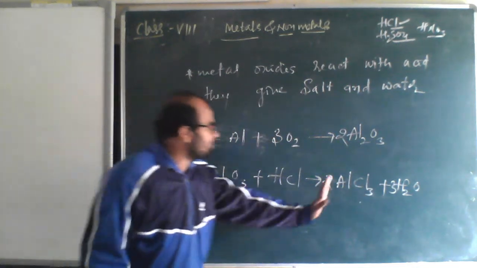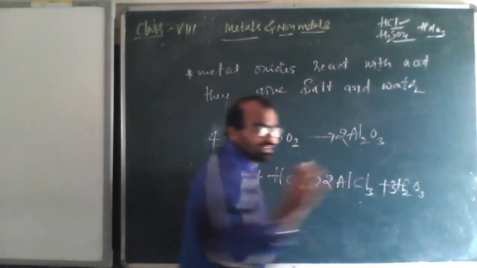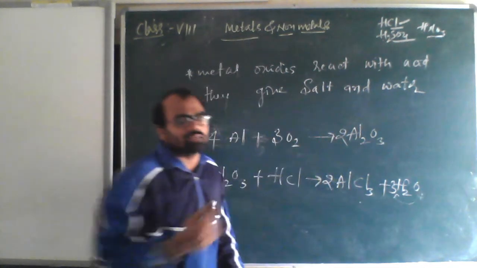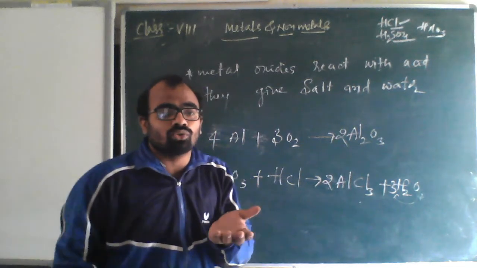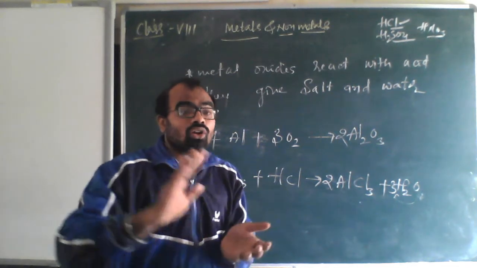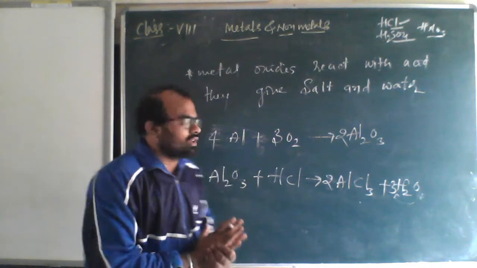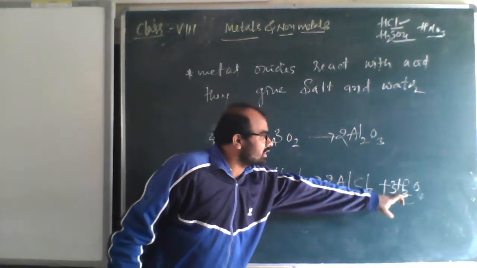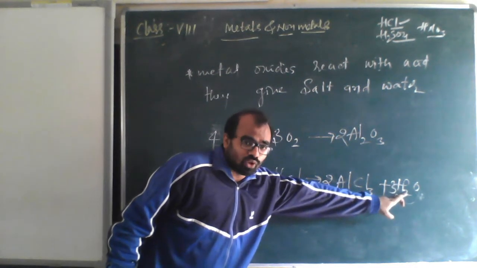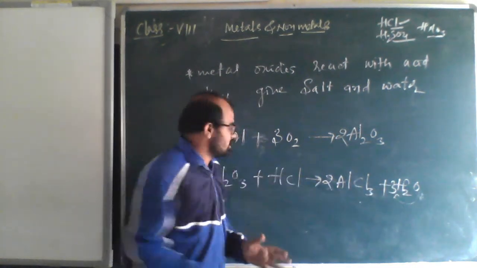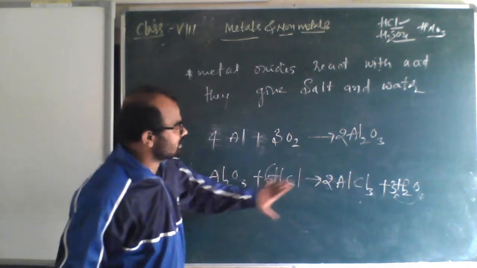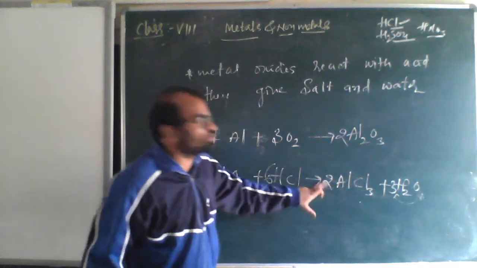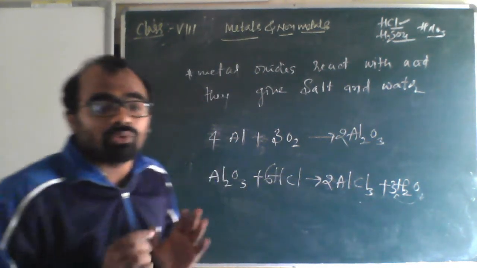We can only write the number before. We cannot write it like this, it is wrong. I can balance only by writing beside. That means you can take 3 molecules of oxygen, but you cannot take O3. Next, H. How many H's are there? H2 into 3 means 6. So I will write 6 here. 6H, 6H. Cl, 6 are there. Here Cl3 into 2 is 6. So this is the way you have to remember.